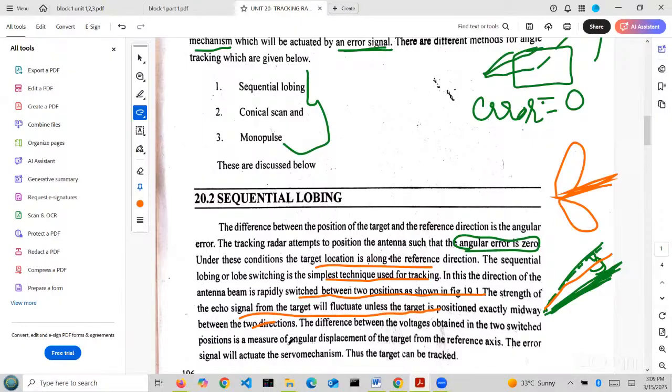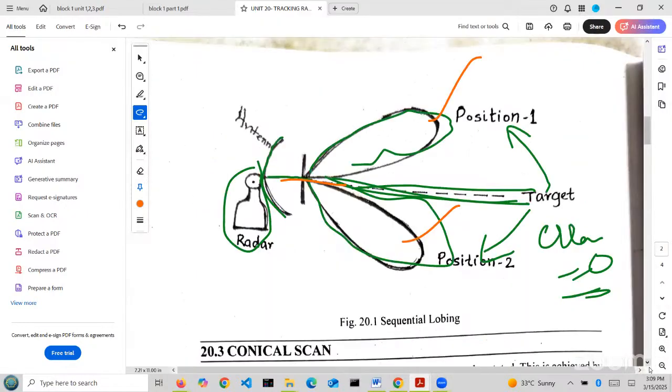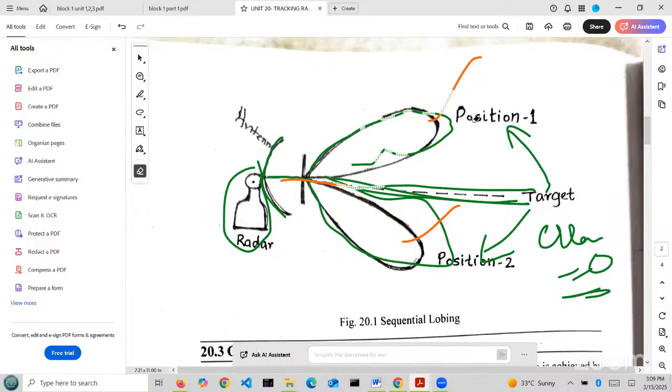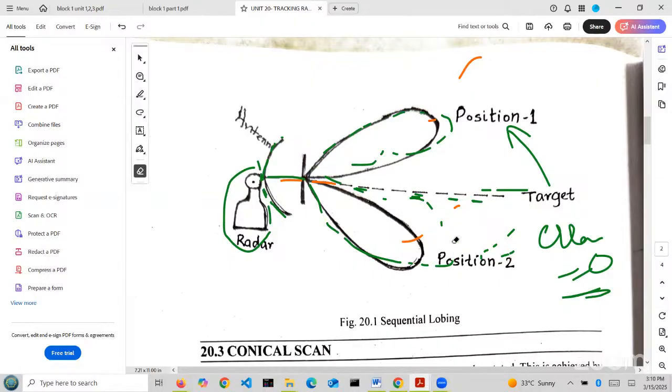The distance between the two switched positions measures the angular displacement of the target from the reference axis. Finally, the error signal will activate the servo mechanism. Thus, the target can be tracked. An easier explanation is from the diagram. Here we have two positions, position 1 and position 2, one antenna and the other the radar. The target is trying to fix between the two positions, and we have to solve the error problem. On the input side we are using a servo mechanism system. This is about sequential lobing.